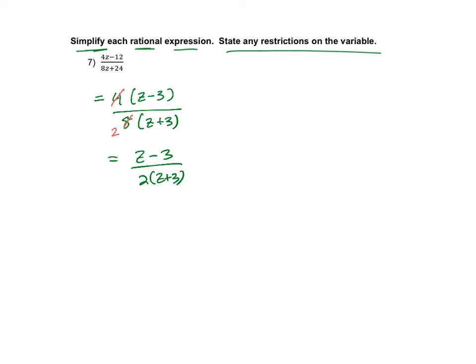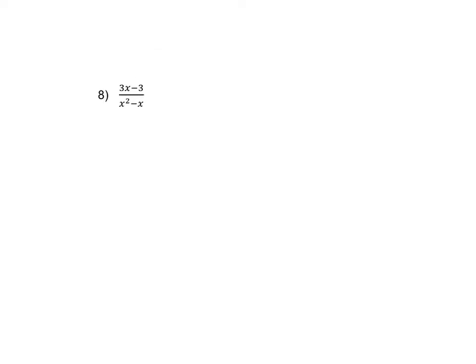My restriction is what makes the denominator equal to 0. So z plus 3 equals 0, where z doesn't equal negative 3. On my last step here, I'm just going to distribute that 3. See? Let's see the next one.